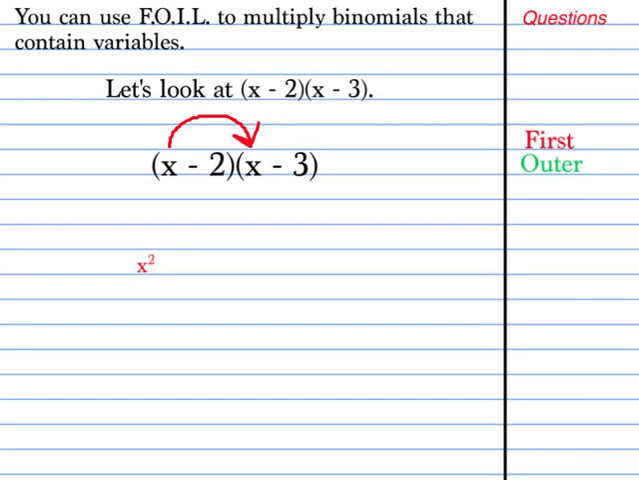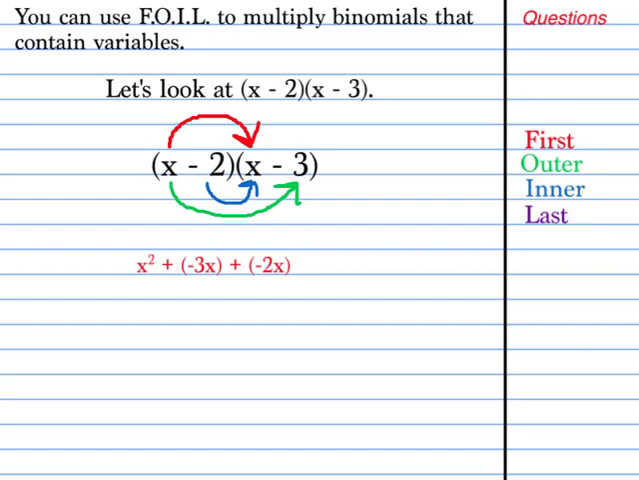The O is going to be represented by outer. And this is where I take my terms on the outside and multiply them. And that's going to give me a negative 3x. Keep in mind you're adding all your terms, whether positive or negative. Next, I'm going to do I, which is inner. And this is where I'm going to take my inner two terms and multiply them together. And that gives me a negative 2x.